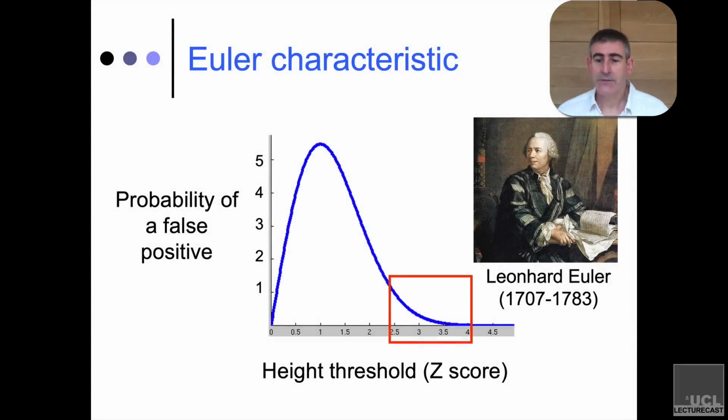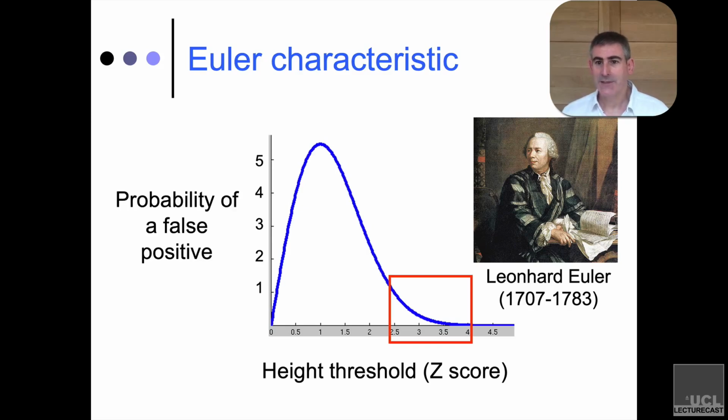In this case, we can turn to something known as the Euler characteristic. Leonhard Euler, I have no idea why he developed this math, but he developed it in the early 18th century. It was the probability that if you threshold a Gaussian random field at a given height, the number of independent clusters that will exceed that threshold.